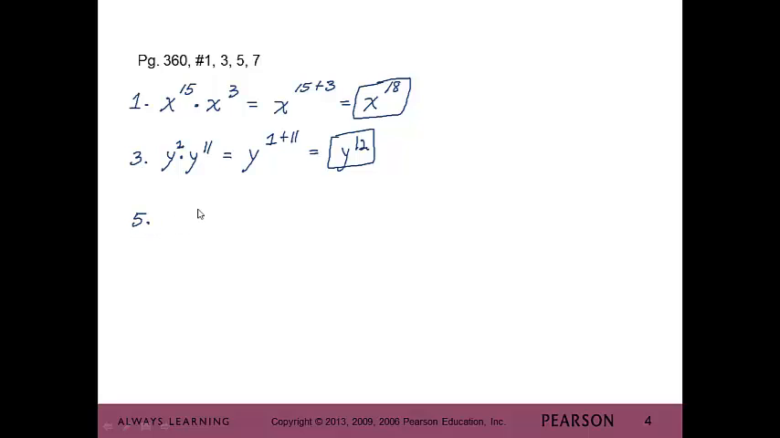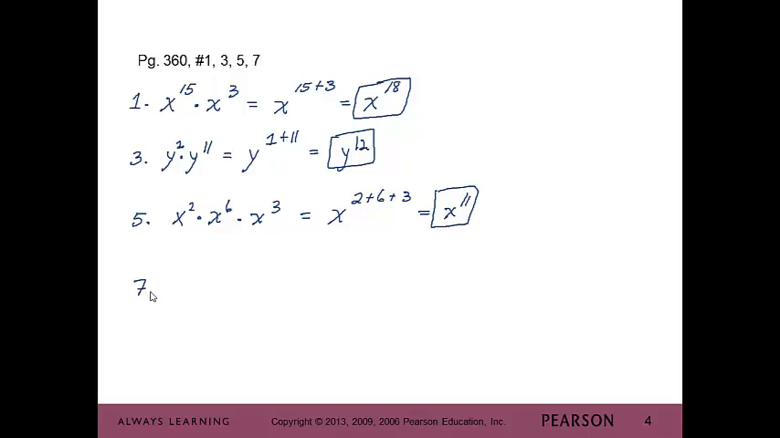Number 5, we have x squared times x to the 6th power times x to the 3rd power. So we're multiplying all the same base, which is x, so let's keep the x. And then we're going to add our exponents, so 2 plus 6 plus 3. And we get x to the 11th power.